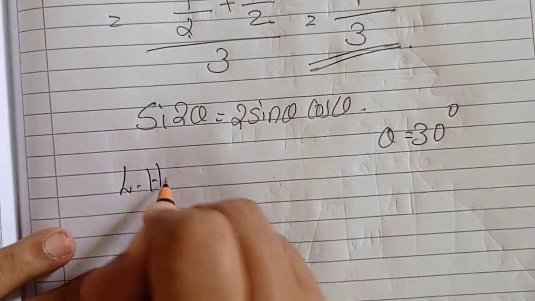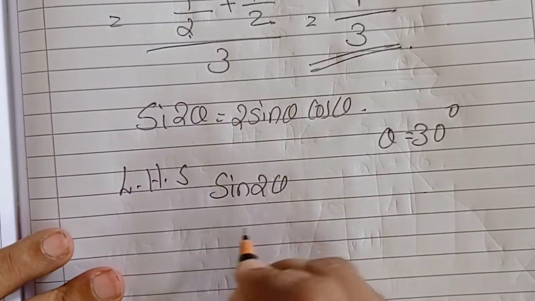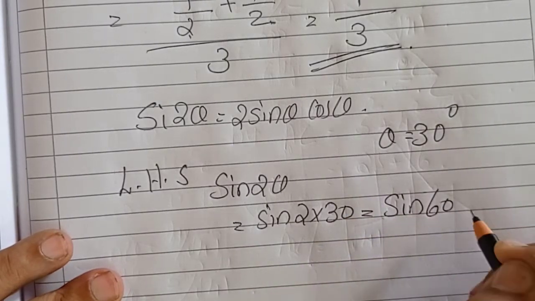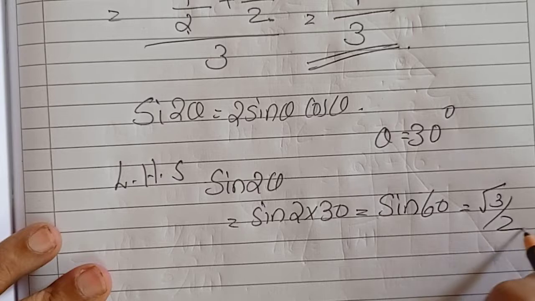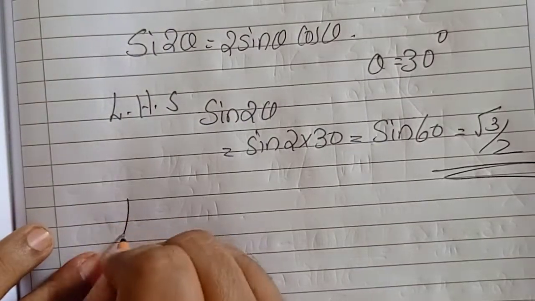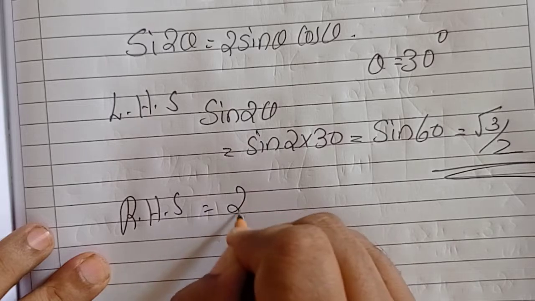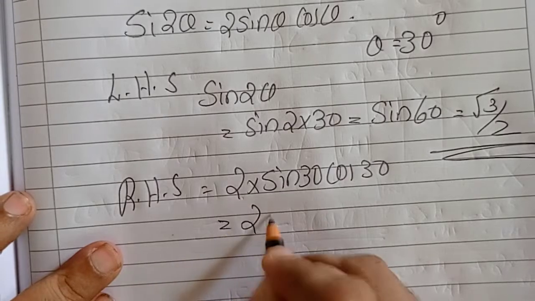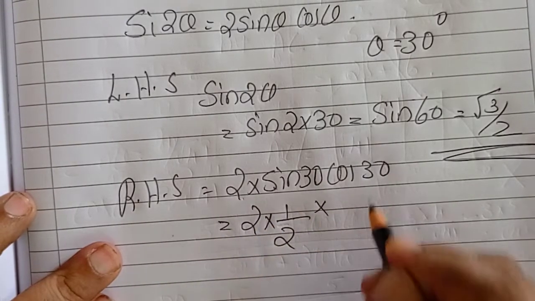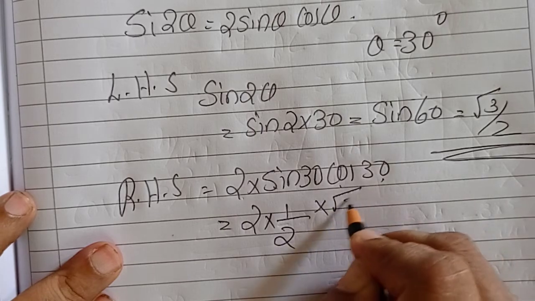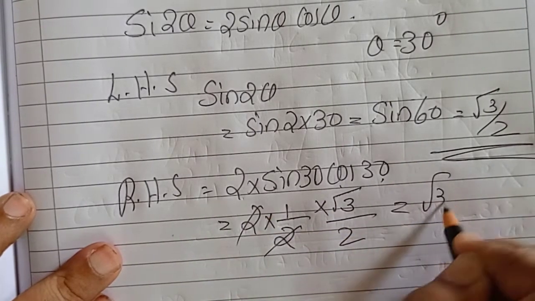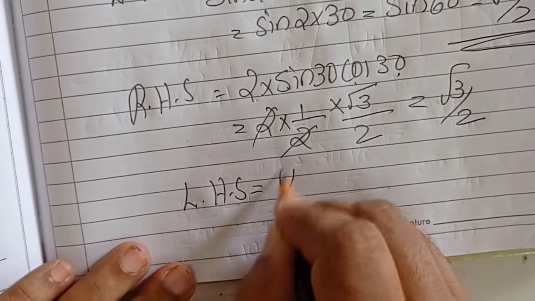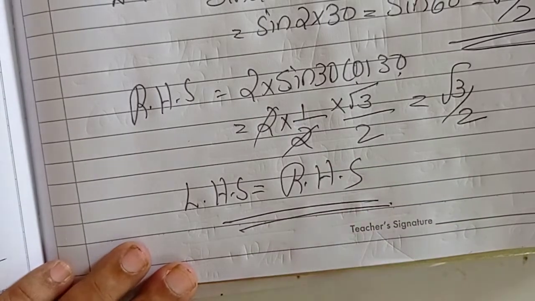Take the LHS, left hand side. Sin 2 theta means sin 2 into 30. What is sin 2 into 30? Sin 60. What is sin 60? Yes, root 3 by 2. Keep it there. Then take the RHS. 2 into sin 30 cos 30. 2 into, what is sin 30? Yes, 1 by 2. What is cos 30? Root 3 by 2. 2 cancel. Here also you will get root 3 by 2. Then below write LHS equal to RHS. Hence proved.